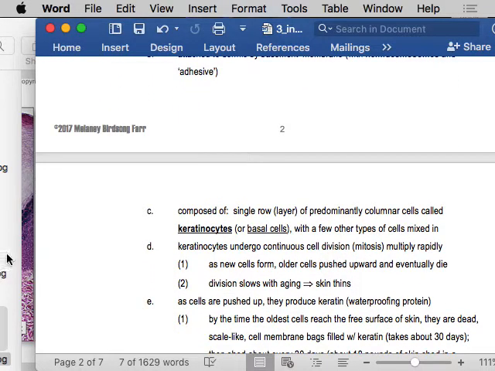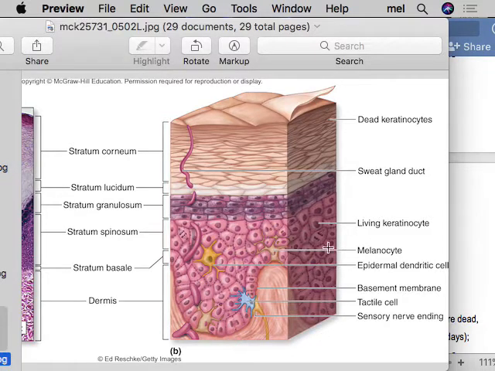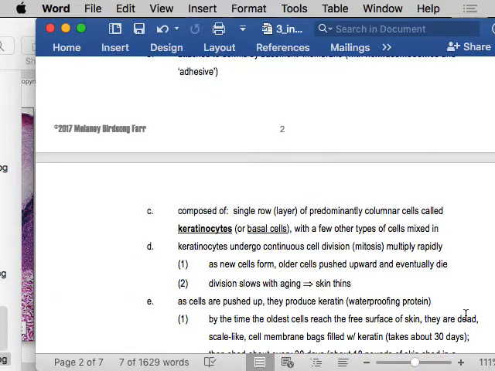And it's composed primarily of a single row of cells that look columnar to me. They're not called columnar because the whole tissue is called squamous, right? But they look pretty columnar primarily. And down there, those are called basal cells or keratinocytes for what they will eventually do, which is eventually they're going to start to produce keratin. They don't yet when they're down there. Okay, basal cells or keratinocytes.